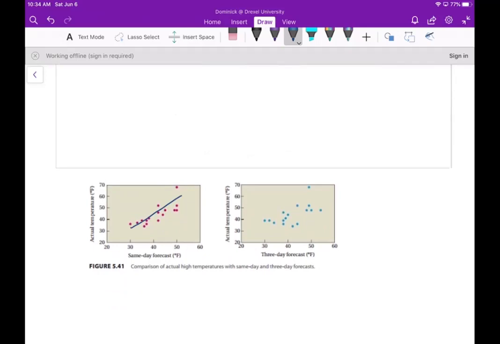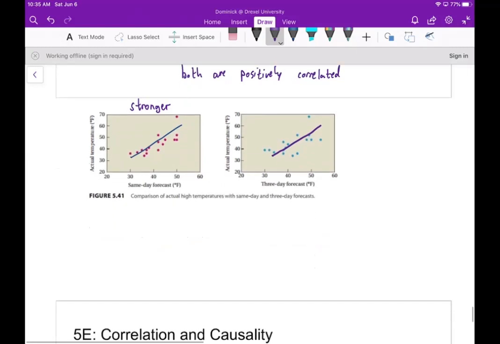Now, if you look at the 3-day forecast, it still appears to be positive, but it's sort of more far away from that line, right? So we would say that both are positively correlated, but this one is probably a stronger correlation. All right, so that's the idea when we say stronger or weaker correlation.